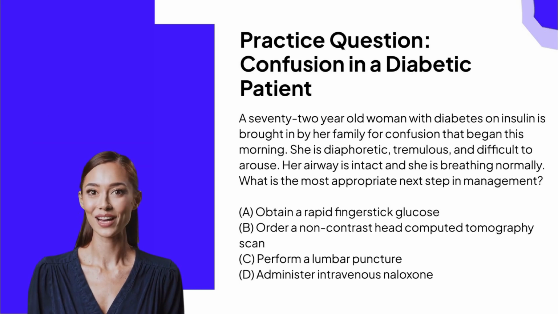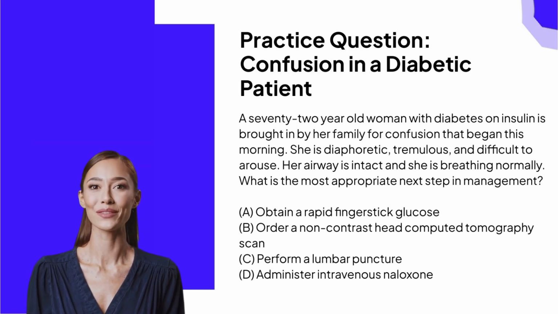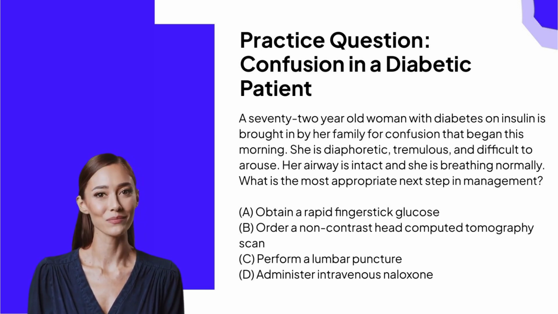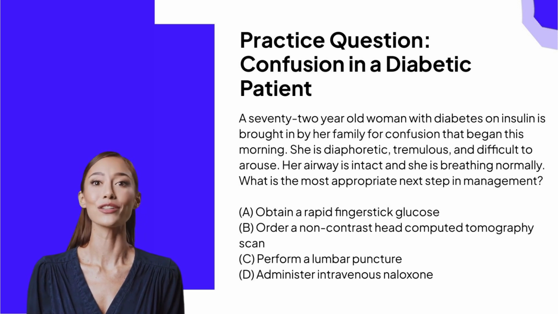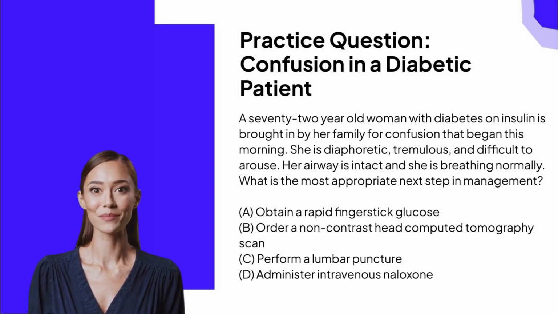Here is our second practice question. A 72-year-old woman with diabetes on insulin is brought in by her family for confusion that began this morning. She is diaphoretic, tremulous, and difficult to arouse. Her airway is intact, and she is breathing normally. What is the most appropriate next step in management?